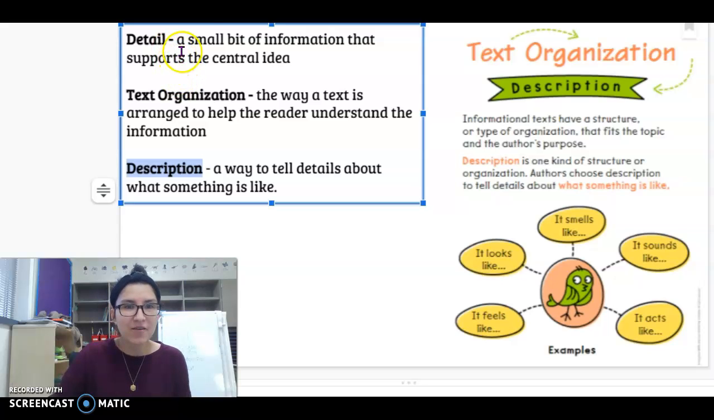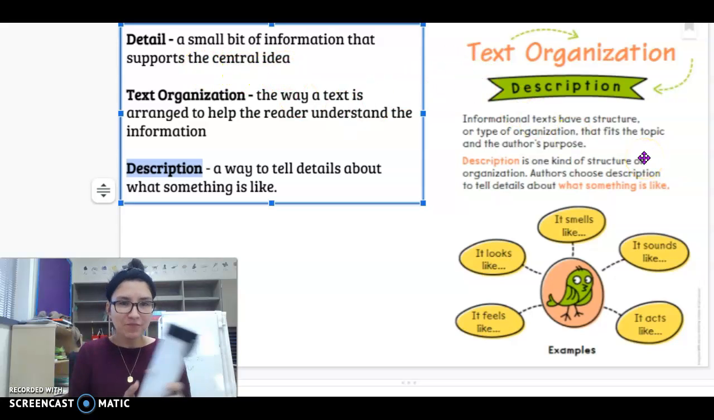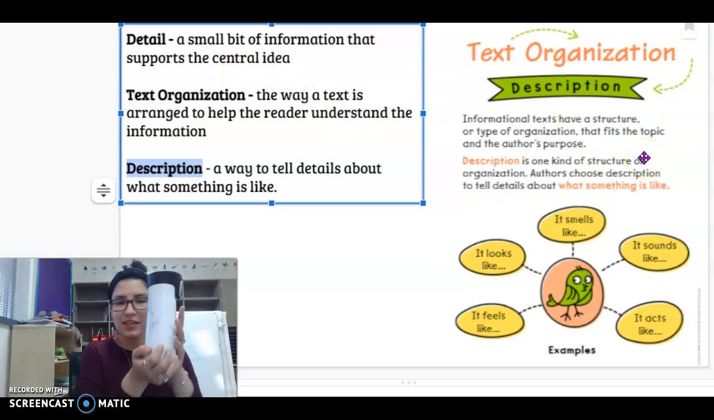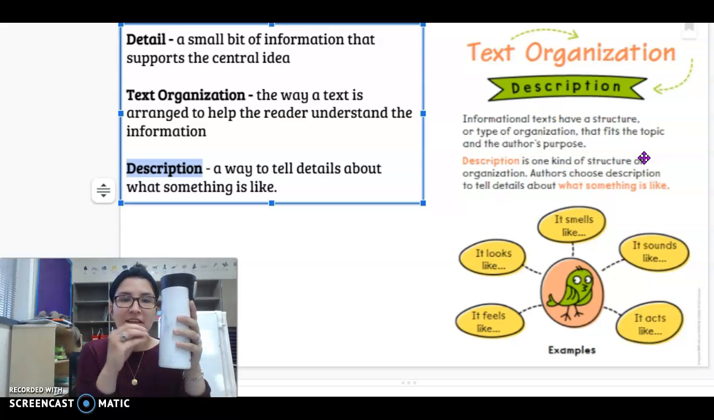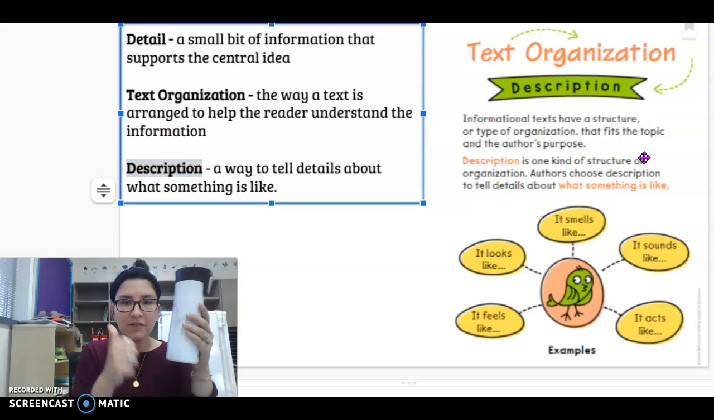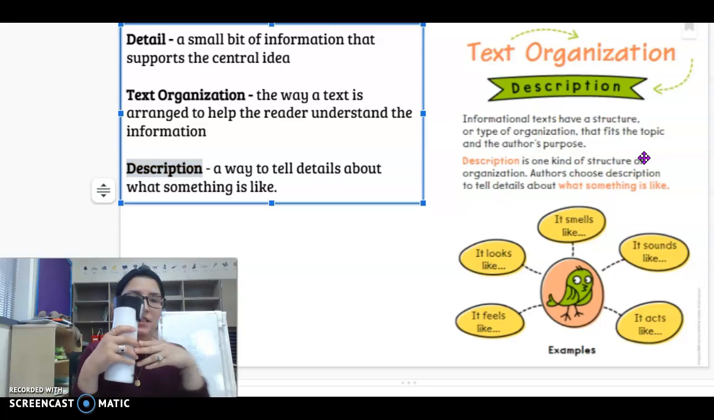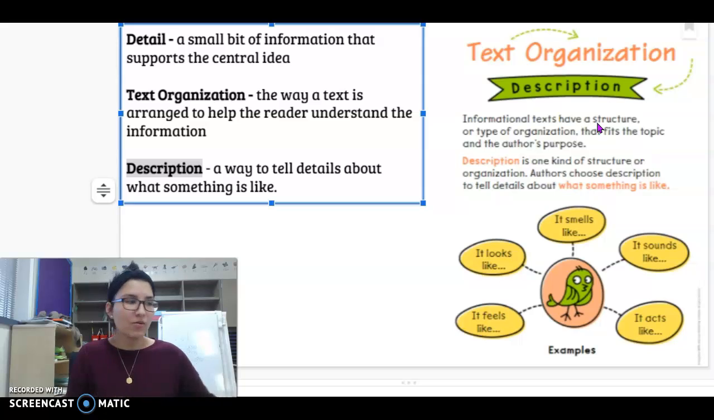Great job, detail. A small bit of information that supports the central idea. So again, what's my central idea right here? Just to give you an example. Coffee. That's what we have right here, coffee. Now, little things about my coffee. Feels warm, it tastes a little bit sweet, it smells good, okay? So I just gave you a little bit of details about that.